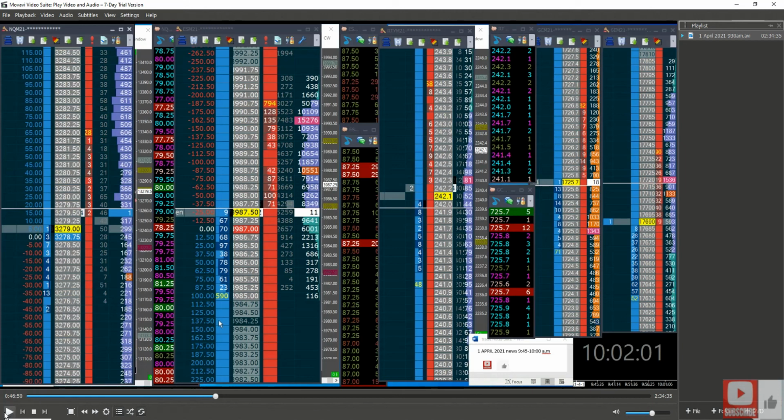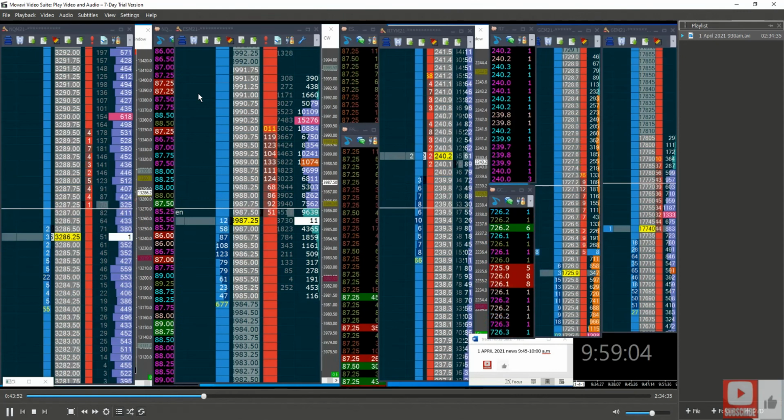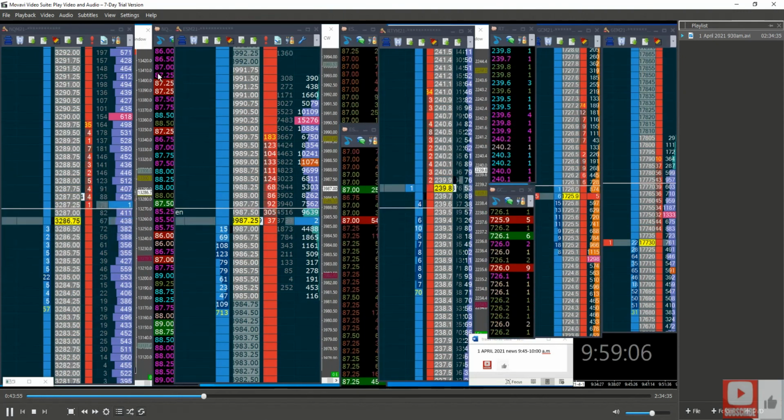But now look how I manage this trade, because it gets pretty heavily one-sided at some point, and we're going to look into the details of that. So now look at the 87 selling, right?